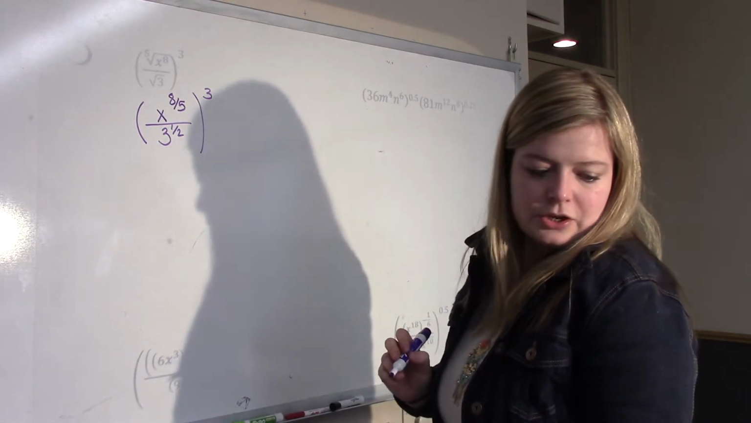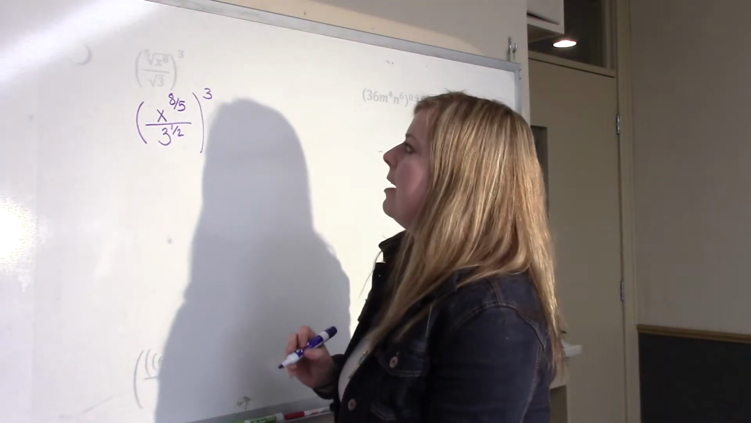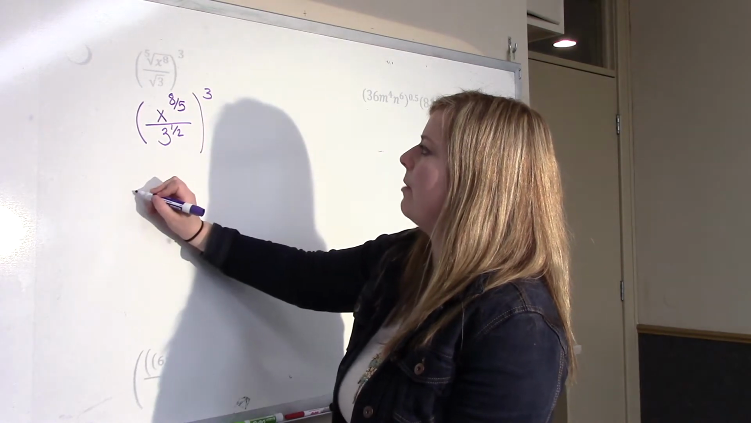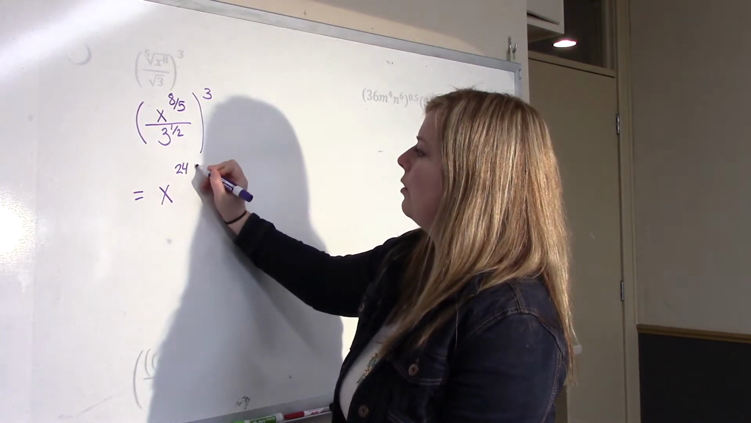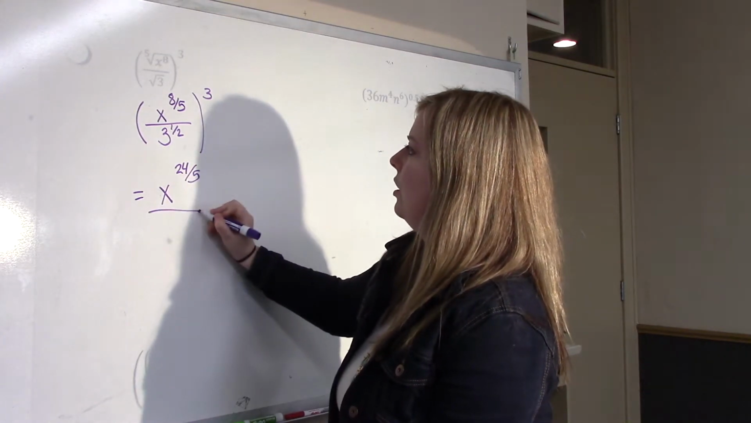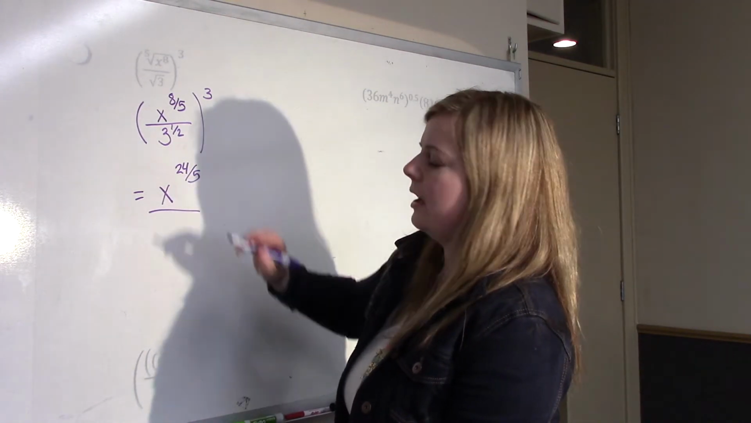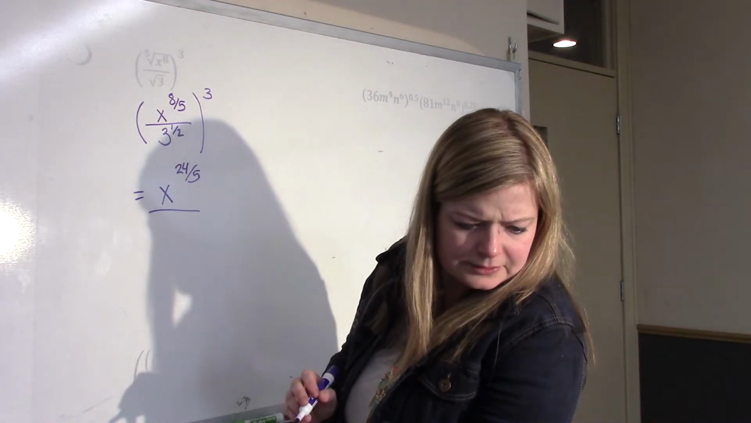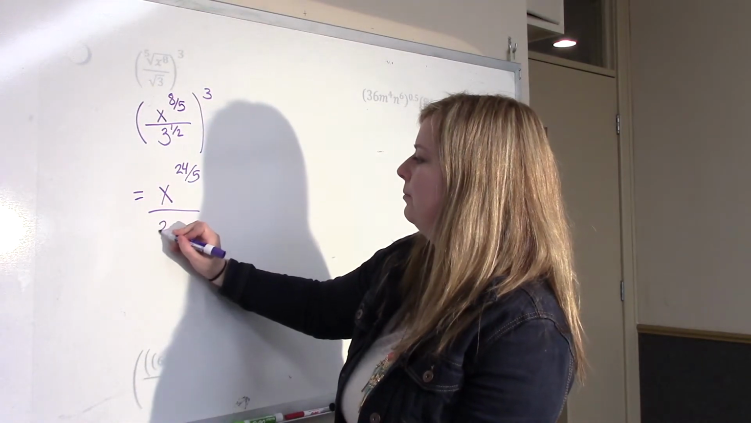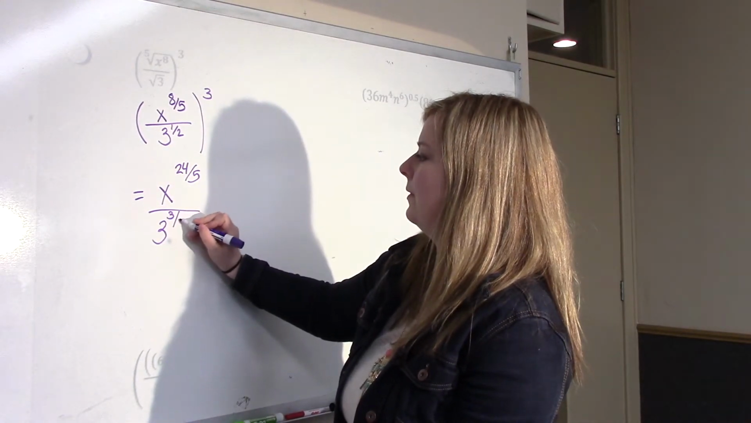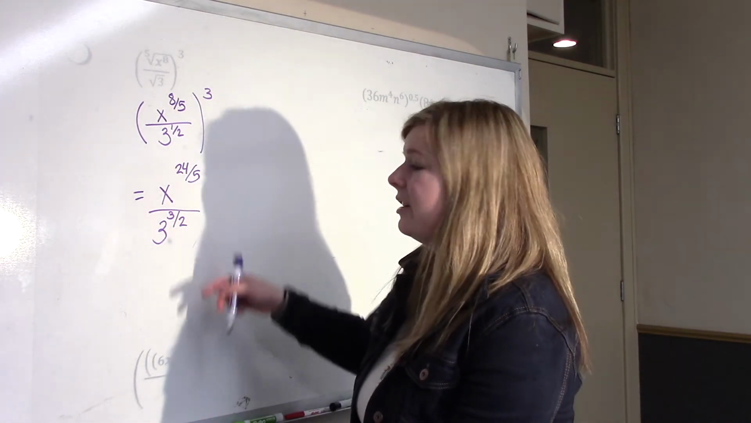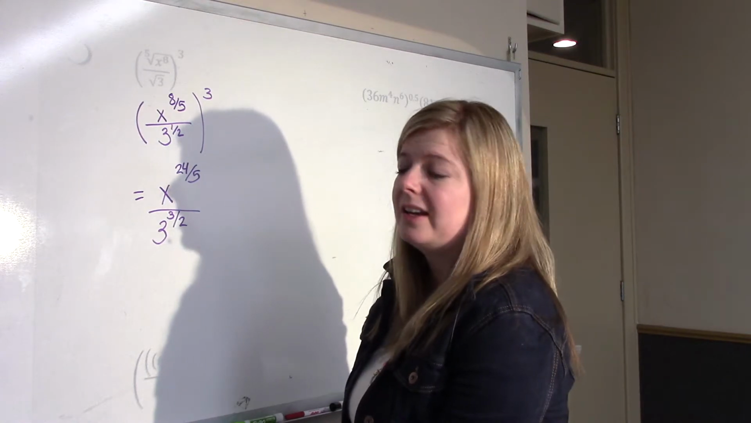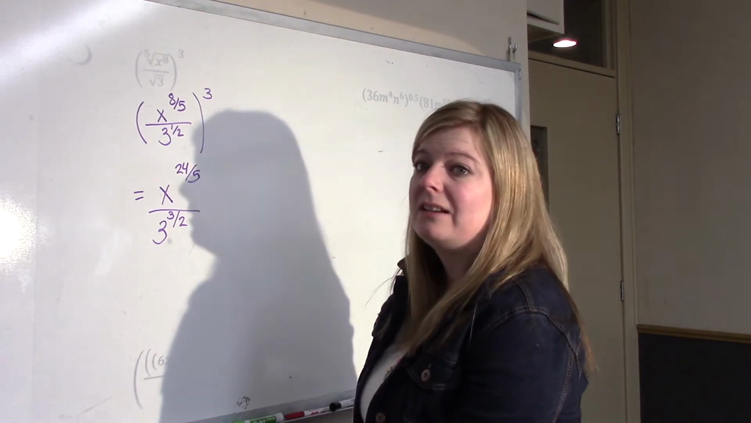Okay? So now I just apply my exponent laws, so power over power. So I get x to the power 24 over 5 all over 3 to the 3 over 2. And that's actually it. That's the end, because these aren't the same base, so you can't do any more exponent laws. So there's no more simplifying to be done. That's it.